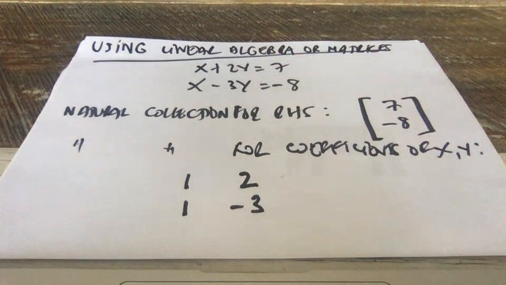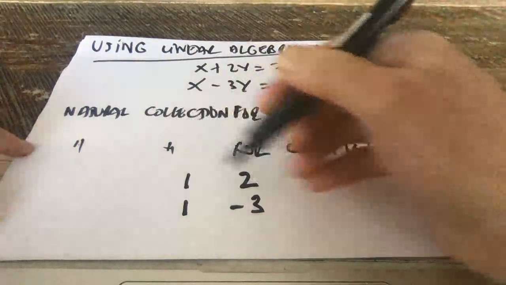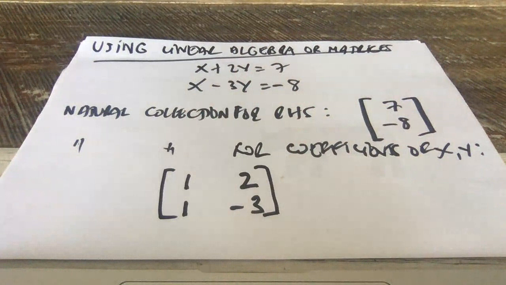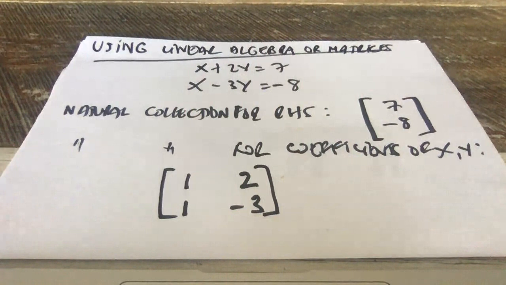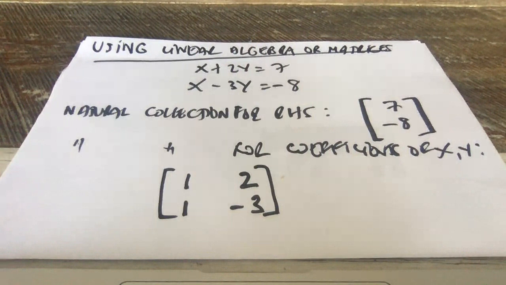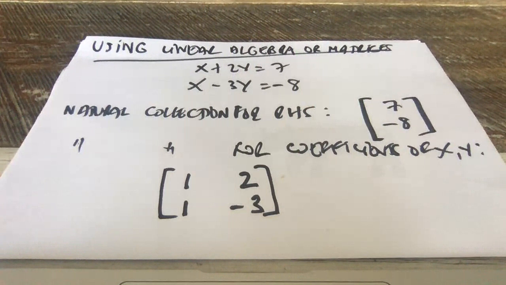So that's a natural way to abstract the study of these simultaneous equations. Because it's a rectangular collection of numbers, you can write this down. So far, so good. There's a natural association of a column vector with the right-hand side, and a natural association of a square matrix with the coefficients of x and y on the left-hand side. So you've got a natural connection there.